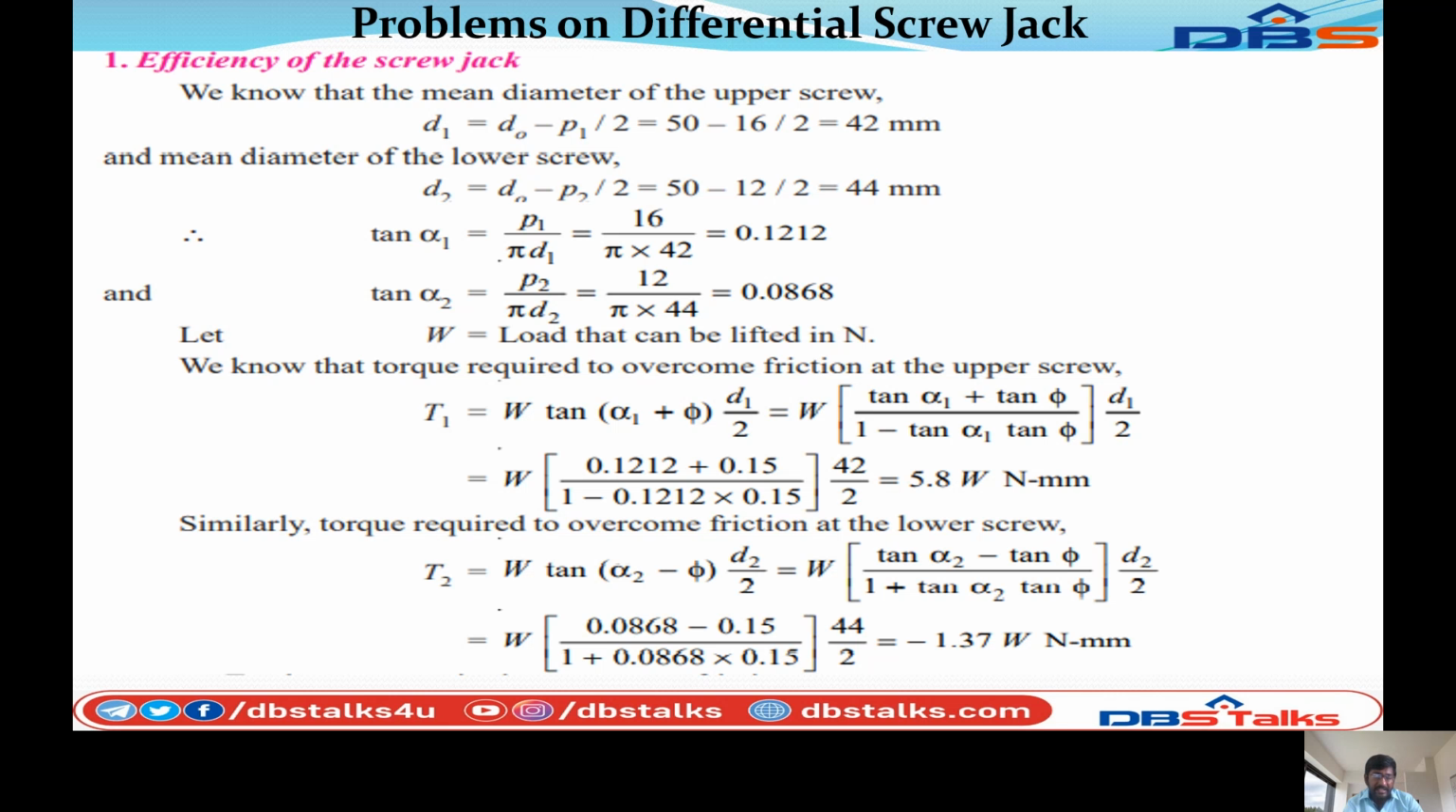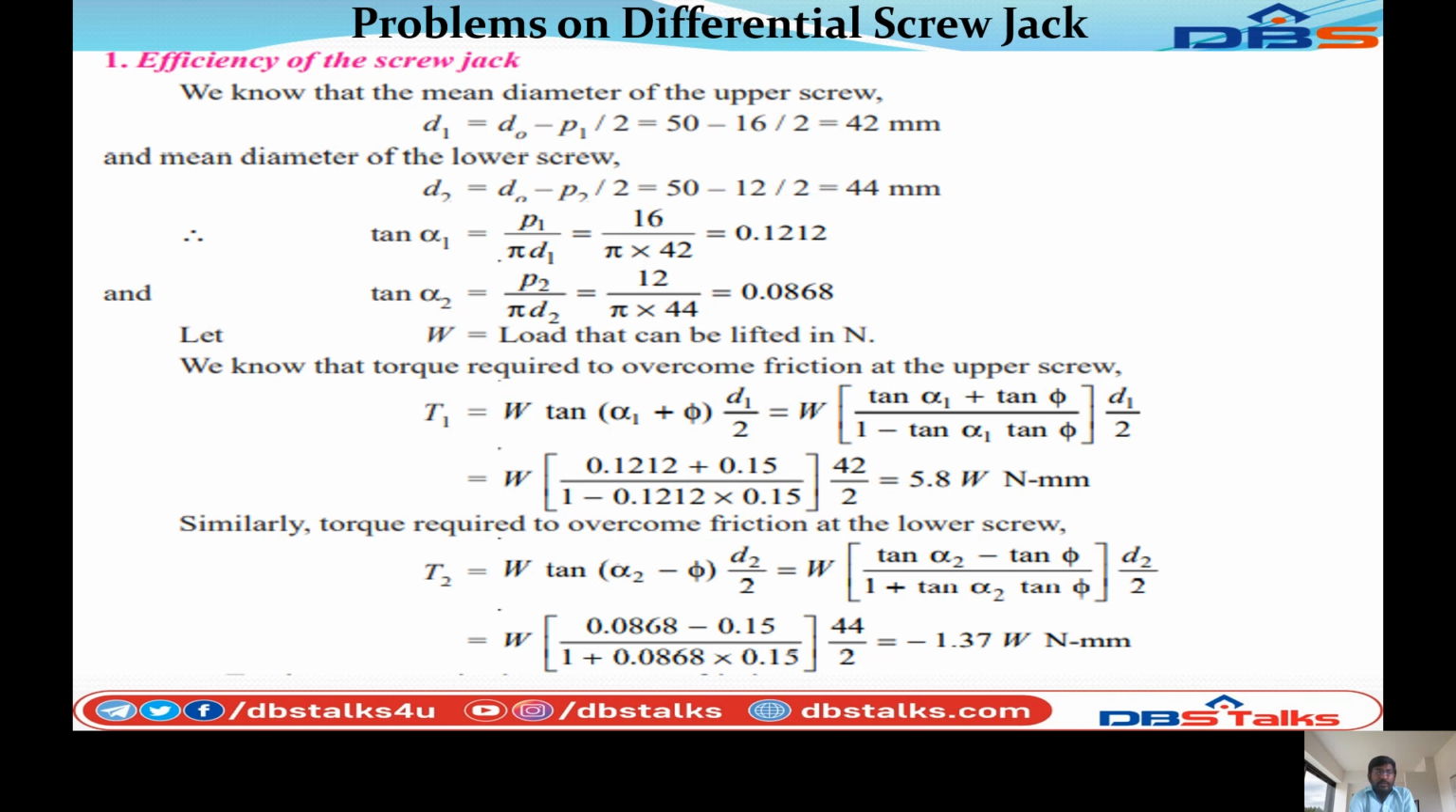Therefore tan alpha 1 is equal to P1 by pi D1, that equals 16 by pi into 42, that equals 0.1212. This is tan alpha 1, and tan alpha 2 is equal to P2 by pi D2, that is equal to 12 by pi into 44, that equals 0.08868. Let W be the load that can be lifted, in newtons. We know the torque required to overcome friction at the upper screw, so first we calculate the torque required for the upper screw.